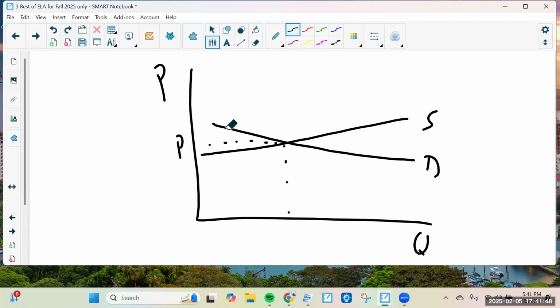But since I drew them and they have about the same elasticity, then it looks like it's going to be split 50-50 here. Okay, so that's elasticity.